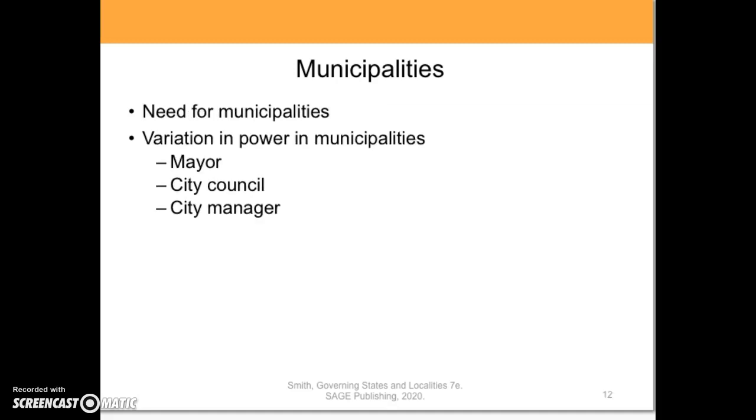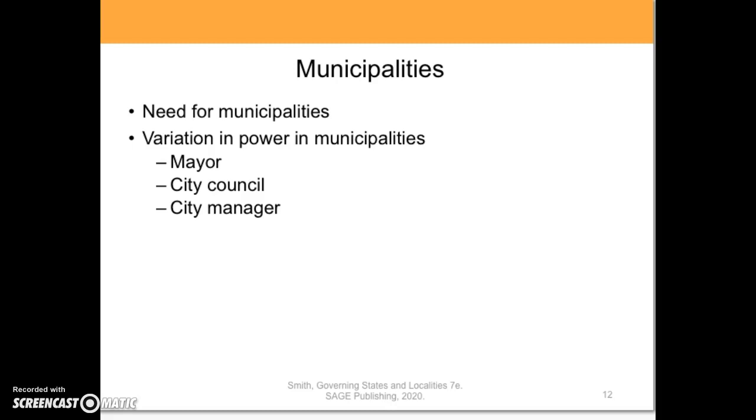So municipalities, there is a variation in terms of power that lies within municipalities. Typically, that power in municipalities lies or can lie with the mayor, city council, and or city manager. And so now we're just going to talk about municipalities, and let's talk about the need for municipalities and why they're important.